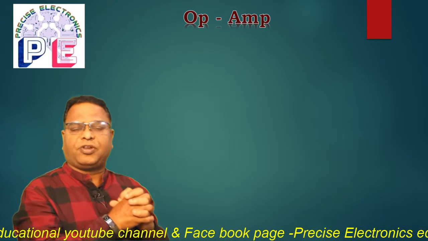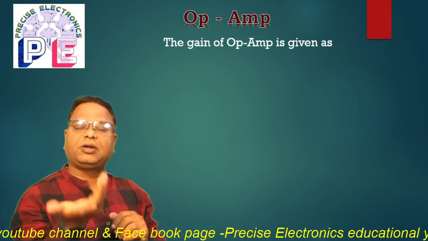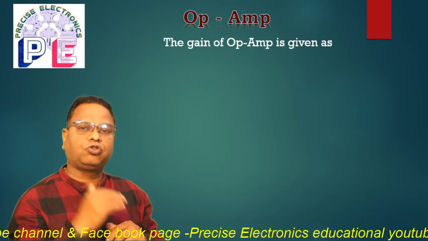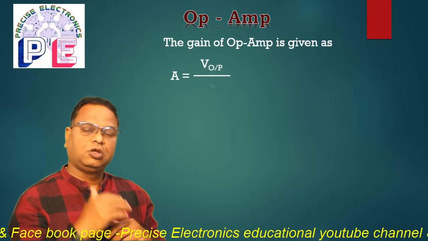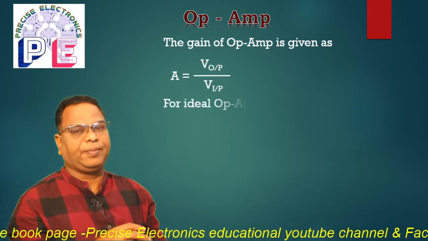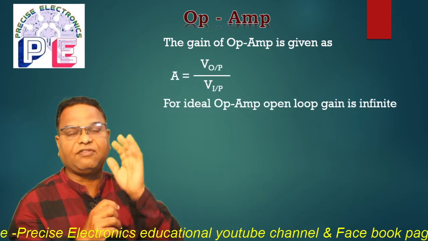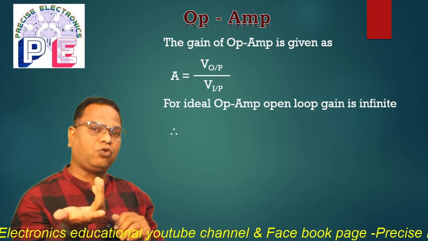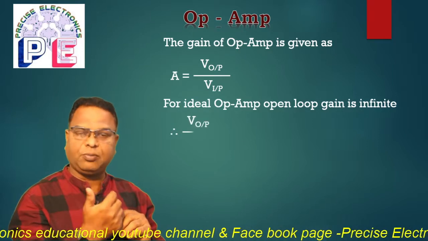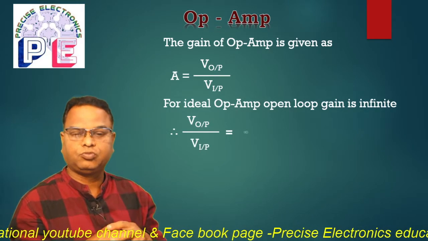The gain of the operational amplifier is given by, what is gain? Gain is nothing but a ratio of output to the input. So A is equal to V output upon V input. In case of ideal op-amp, the gain of the amplifier is infinite. So obviously A is equal to infinity. Therefore, V output upon V input, that is the gain, is equal to infinity.